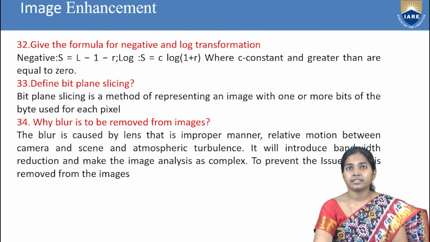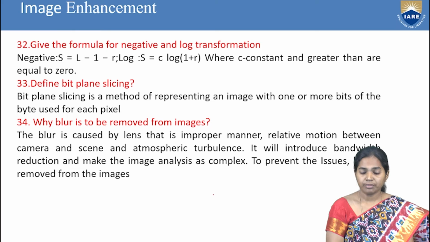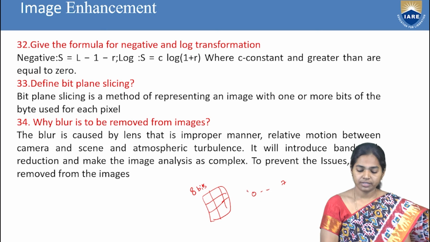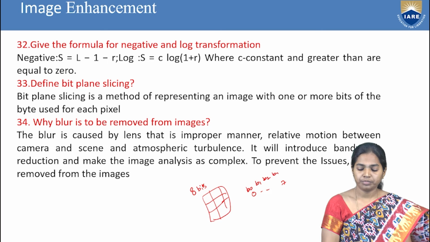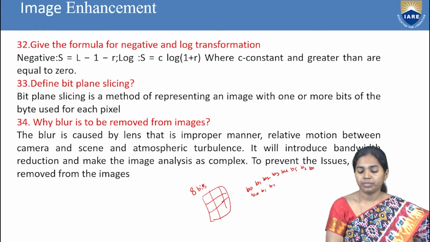And bitplane slicing. Bitplane slicing is also one technique in our point processing. For example, there are a number of pixels, and each pixel consists of 8 bits, numbered 0 to 7. So bit 0, bit 1, bit 2, bit 3, bit 4, bit 5, bit 6, bit 7. In all the pixels we have bit 0 to bit 7: B0, B1, B2, B3, B4, B5, B6, B7.